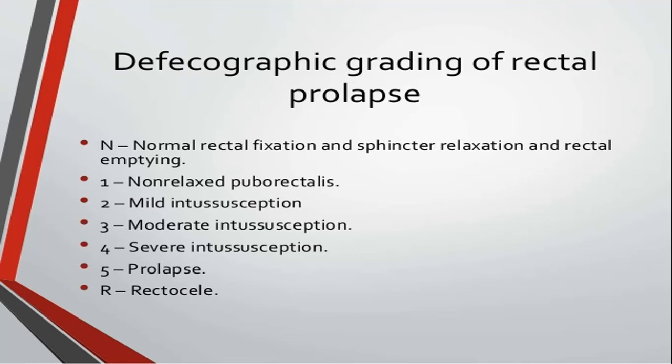But if the sphincters are not relaxing well, the non-relaxing puborectalis, you can mark as 1. If there's a mild intussusception, where the proximal part intussuscepts into the distal part, that is scale 2. If there's a moderate intussusception, where the first and second parts intussuscept into the third part, that is scale 3. Severe is when all three parts are intussuscepting, which is 4. If it progresses to prolapse, it shows a 5.